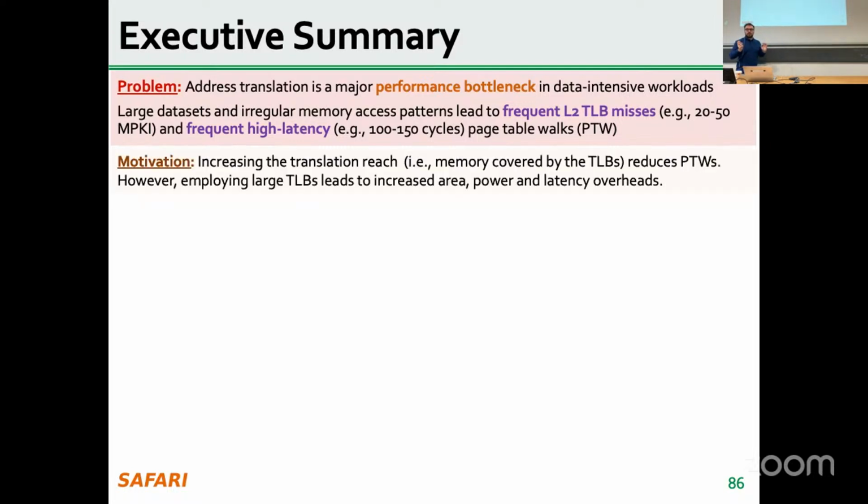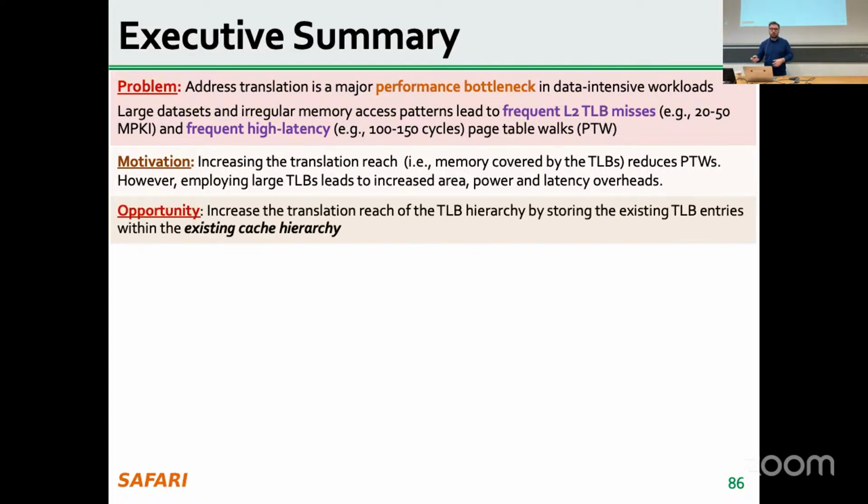So what is our motivation? We want to increase the translation reach. What is the translation reach? The memory covered by the TLBs of the processor, which reduces page table walks. But if we simply use much larger TLBs, we increase area, power, and energy overheads. So if I simply scale my TLBs, I pay a lot in cost. The opportunity that we saw is that we can increase the translation reach of the TLB hierarchy by storing TLB entries within the existing data cache hierarchy.